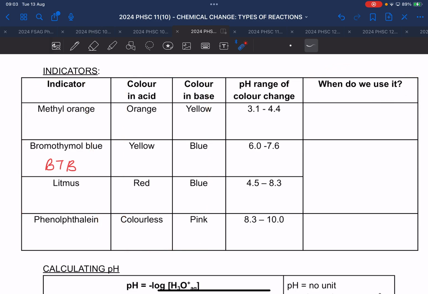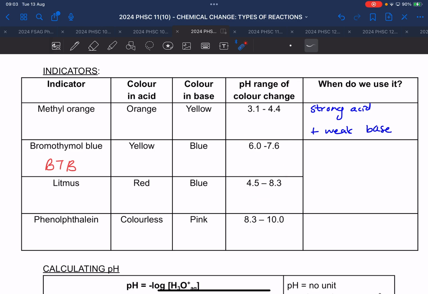Now you can see here the pH range of the color change. A low pH, is that close to an acid or close to a base, Rory? Acid. So we use methyl orange when we add a strong acid to a weak base. A strong acid to a weak base gives you a more acidic solution, so then you use methyl orange.